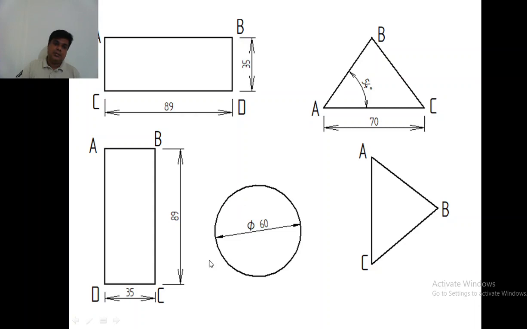And this is the circle. You can see here, the circle is drawn with a thick and dark line, and this is the dimension line with arrow marks. So the symbol is for diameter 60. For a circle you have to put this symbol, and this symbol indicates it's a circle with diameter. So this diameter is 60.